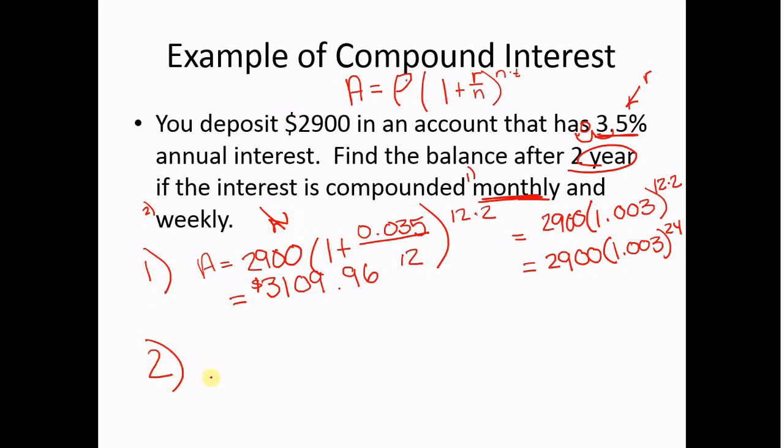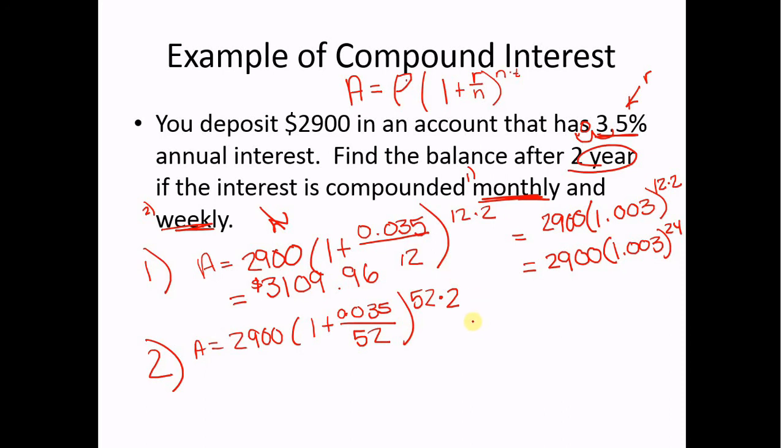So let's do number 2 here. They say weekly, so I need to change my formula just a tad bit. So I'm going to have 2,900 times 1 plus 0.035, all over, not 12 this time because I'm talking weekly. Weekly for my N was 52. 52 weeks in a year. 52 times my number of years, 2.